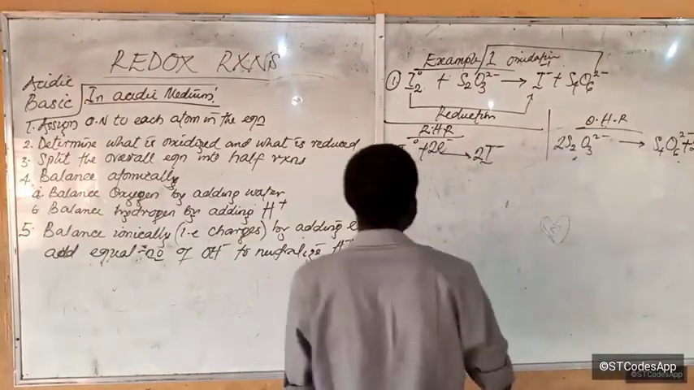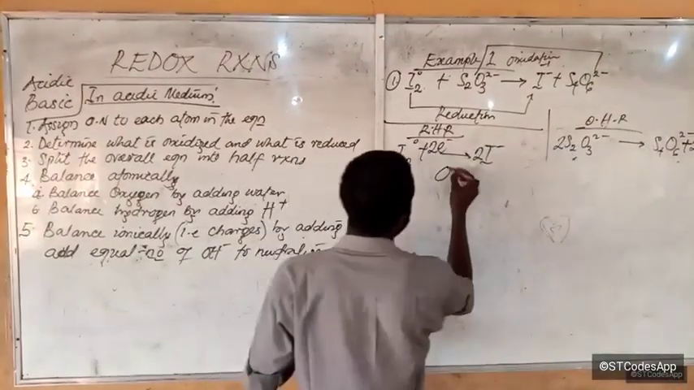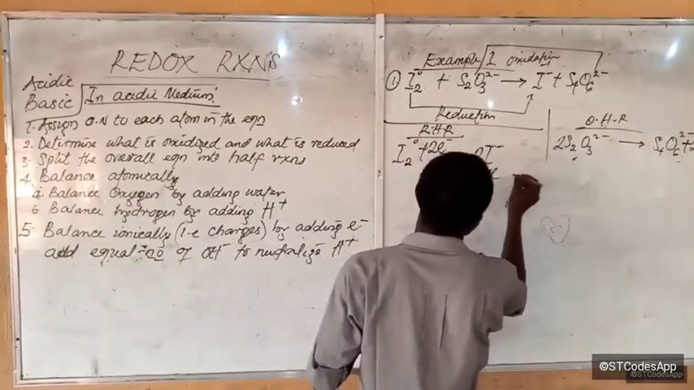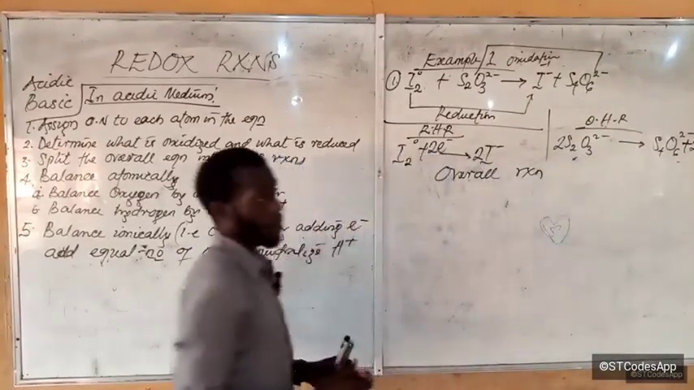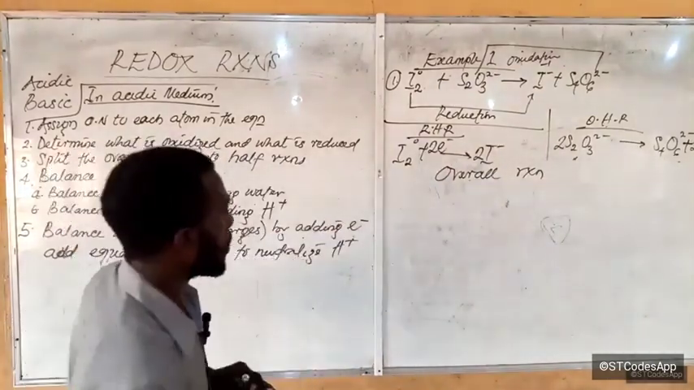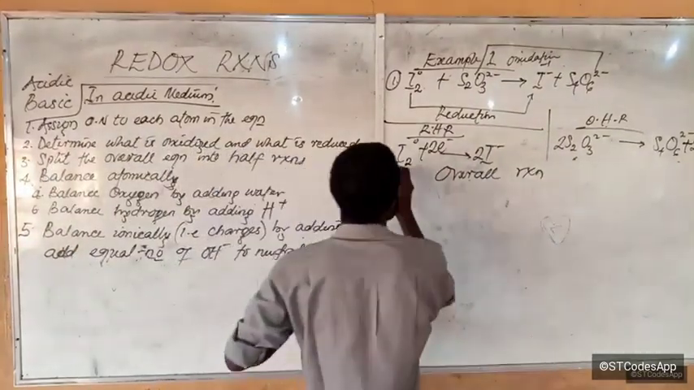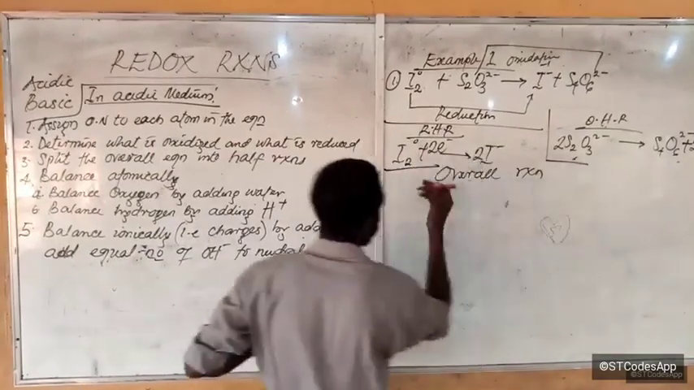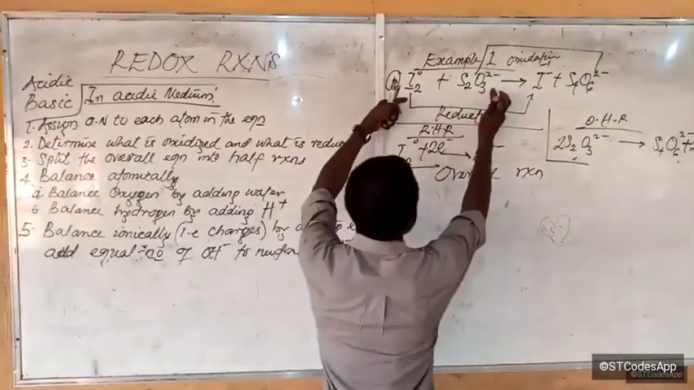So here we're going to write the overall reaction. Now this is not the final overall reaction. Why? Because we are doing this to be able to cancel out electrons. So you watch me and see how I do it. So this is the right side. This is the right side. So let's write the right sides together, because that was what we had in the beginning.